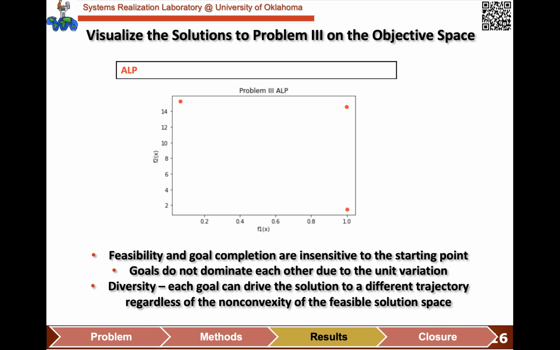goal achievement. So we visualize ALP's result using this 2-dimension objective space, and we see it's very diverse among the solutions. The feasibility and goal completion are insensitive to starting point again, and goals do not dominate each other due to the unit variation. And the diversity we can observe, each goal can drive the solution to a different trajectory regardless of the nonconvexity of the feasible solution space.